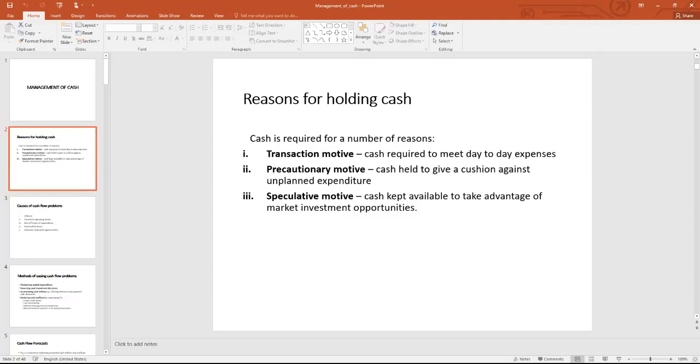Next month is 2 million. What if there's going to be more demand for cash than what you have planned for? Can you pay for the extra expenditure over and above the plan, over and above the budget? Sometimes the company keeps some cash to take care of that unforeseen demand. That is the precautionary motive of cash.